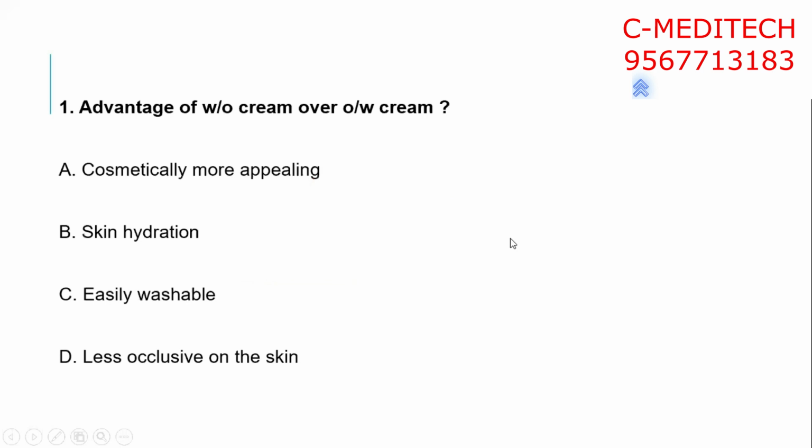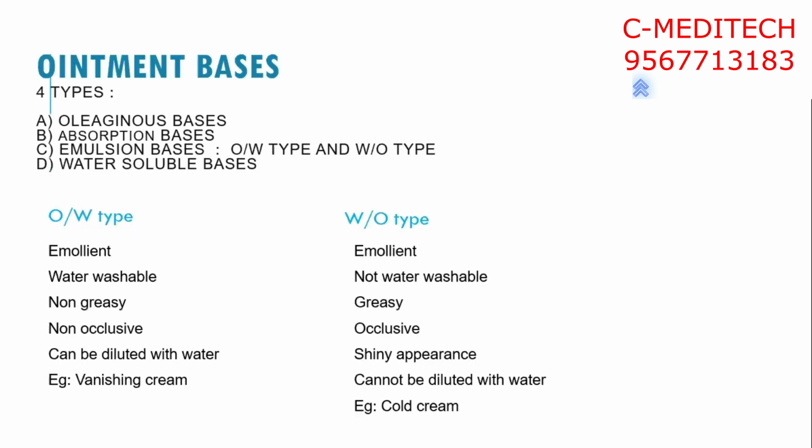So we have the first question here. Advantage of water in oil cream over oil in water cream. So we know these two are the bases used in ointment formulation. So let's see the ointment bases first. We have four types of ointment bases: oleogenous bases, absorption bases, emulsion bases, and water soluble bases. Oleogenous bases are basically oily in nature.